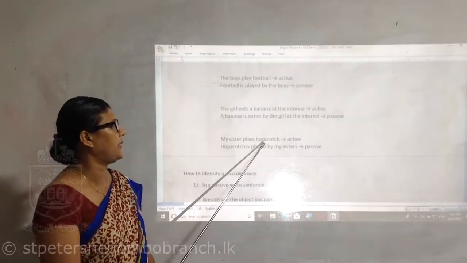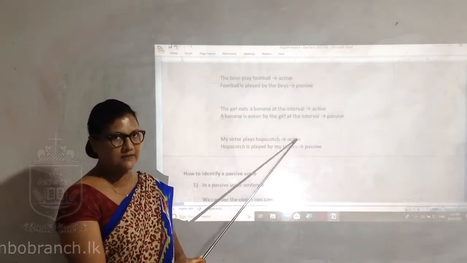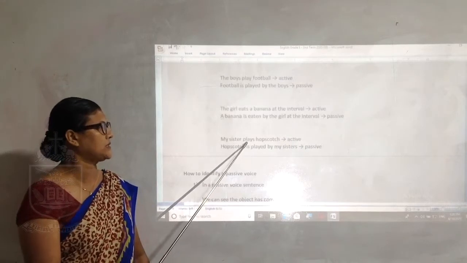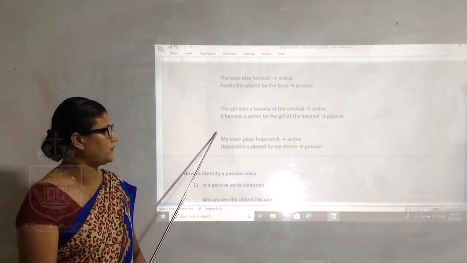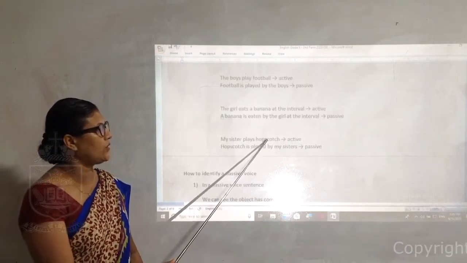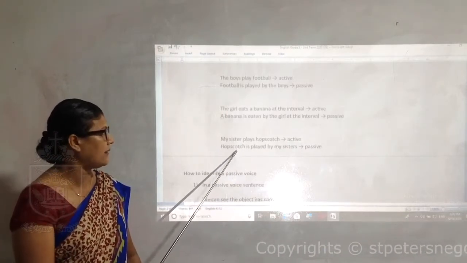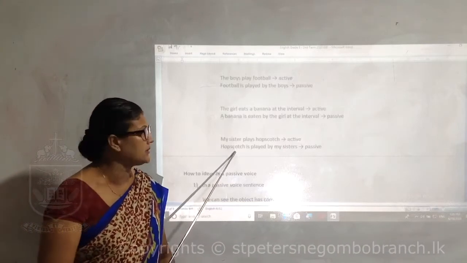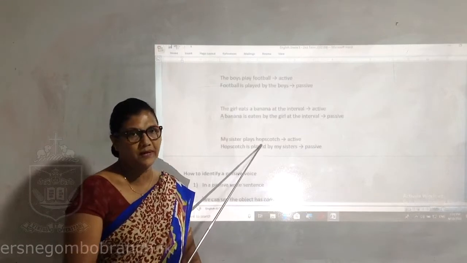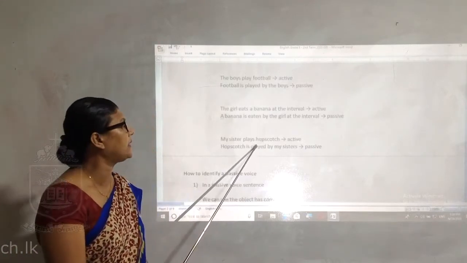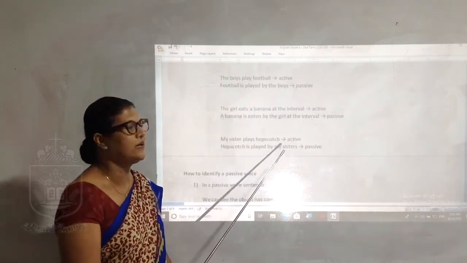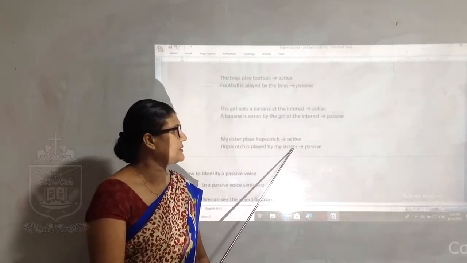My sister plays hopscotch, that is active because my sister, the doer of this action, has come forward, it is prominent in this sentence. But hopscotch, this is the object here. It has come forward in the second sentence. And you have got auxiliary be verb and also past participle form of the verb here. So, is played, the word by is there. So you can identify this as passive voice sentence.